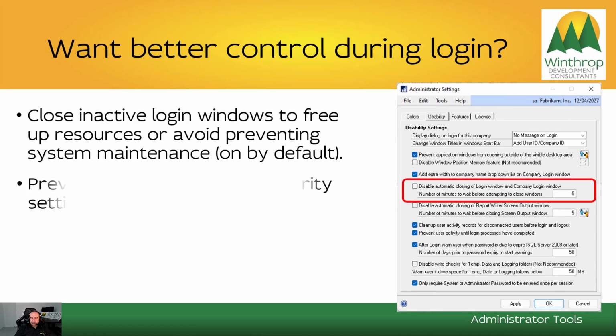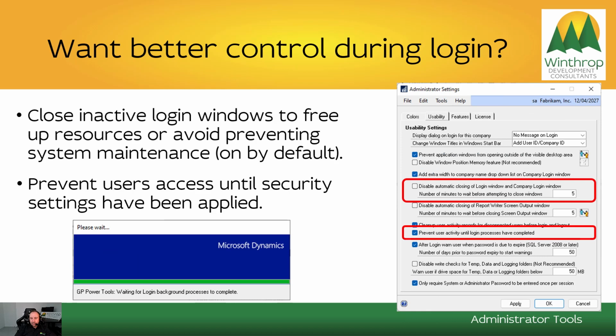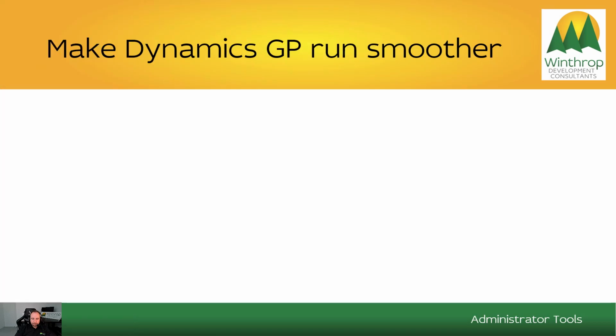On login, if you want to get a little bit more control over the logins and not have the windows just sitting there, because someone could actually be running Dynamics but not actually logged into GP, which will not show in the activity table. So GP Power Tools can automatically close login and company login windows for you. It also can prevent access until the system is fully loaded.